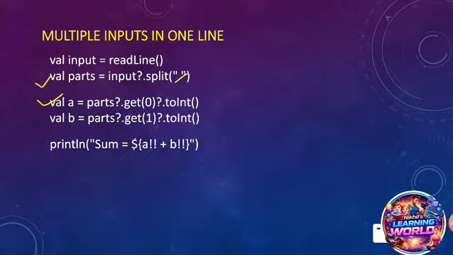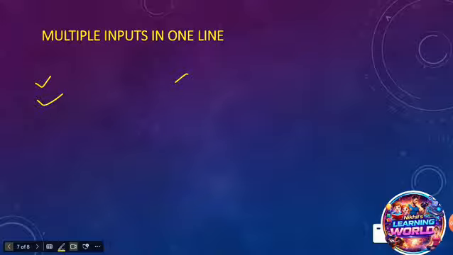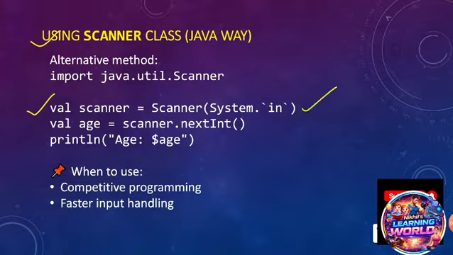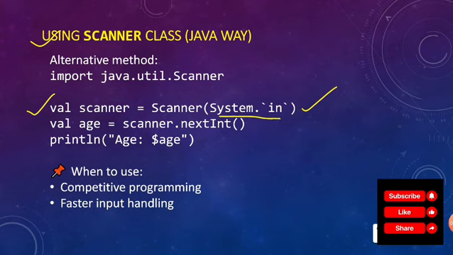Next, the Scanner class. Just as in Java, we can read whatever input is entered by the user by using the Scanner class. So you can also use the Java Scanner. For example, val scanner = Scanner(System.in). System.in is a library, so directly you can use that. Then val age = scanner.nextInt(). But usually readLine is enough.